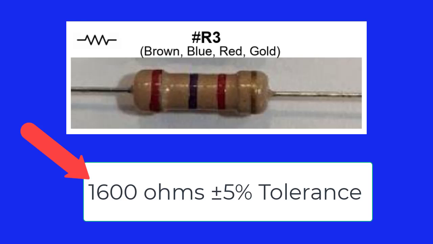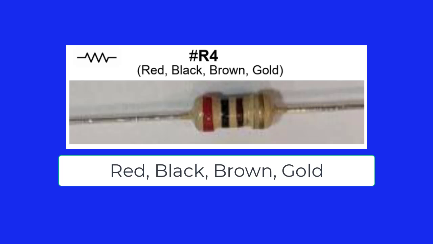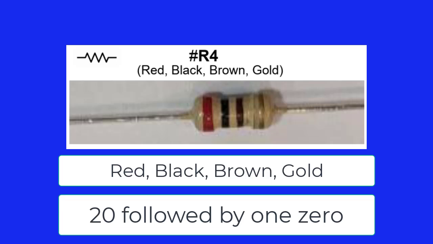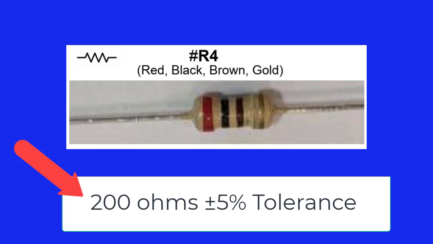Resistor number 4 in our practice has the colors red, black, brown, and gold. That gives us 2, 0, 1, with a tolerance of plus or minus 5%. So what is the nominal value of this resistor? 20 followed by 1 zero. That gives us 200 ohms.